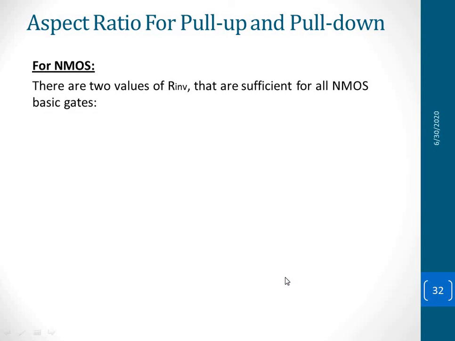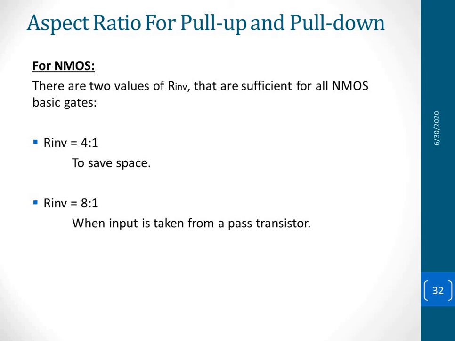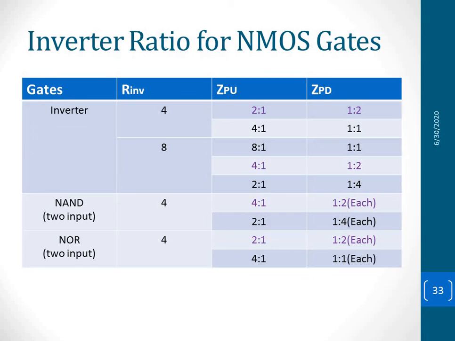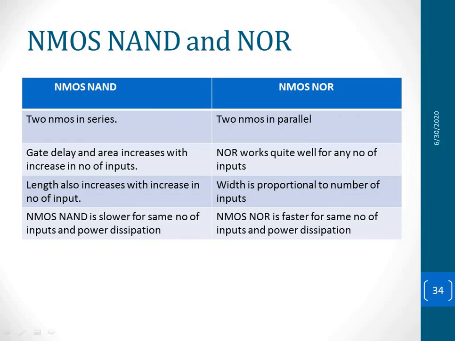So for NMOS, there are two values for R inverter that are sufficient for all NMOS basic gates. If R inverter is 4:1, then we can use some methods to save space. R inverter is 8:1 when the input is taken from a pass transistor. So you can see the ZPU and ZPD. These are the different ratios for the NMOS gates. For each, we need to maintain a certain ratio so that equality will be offered.